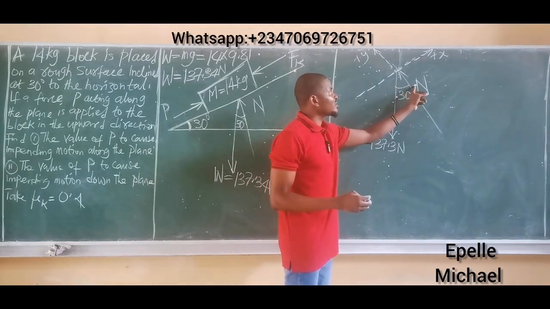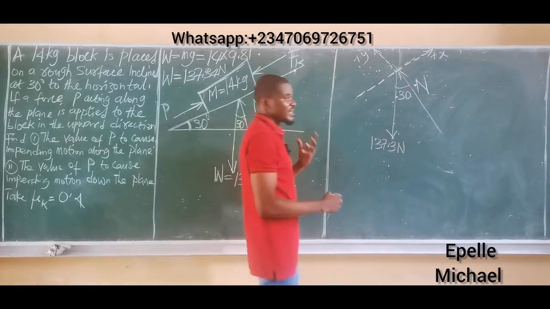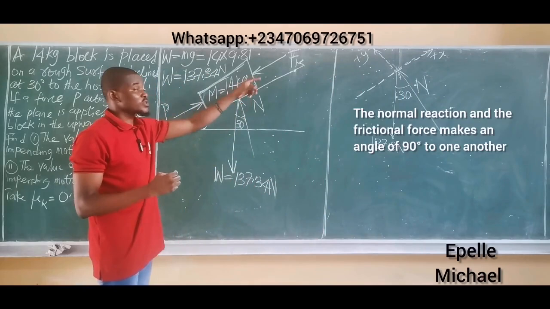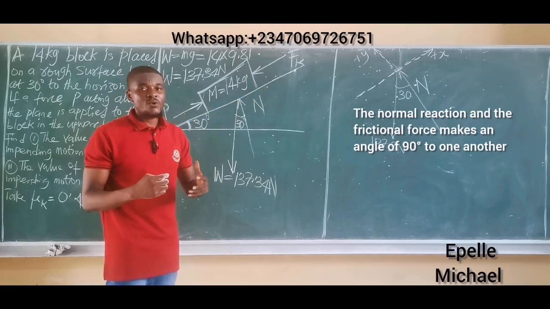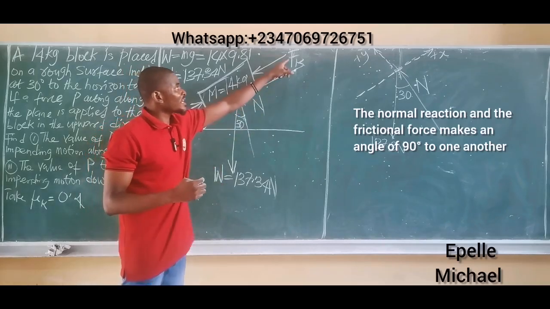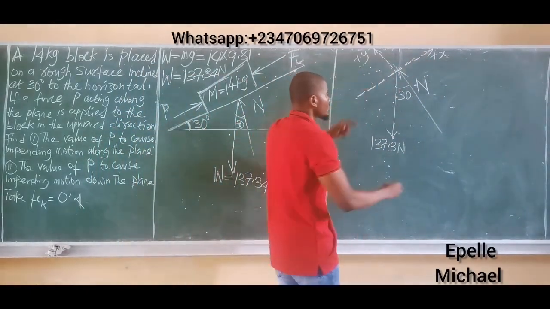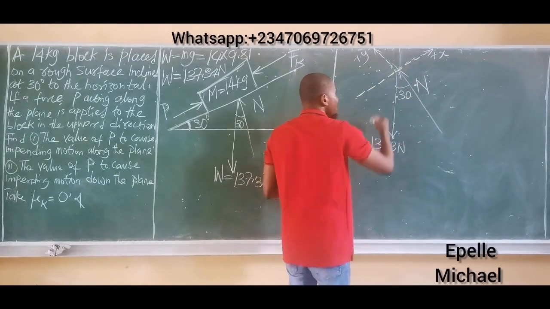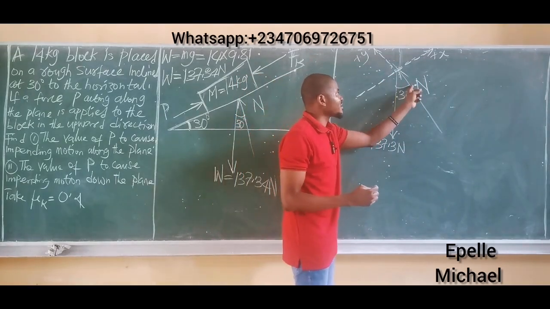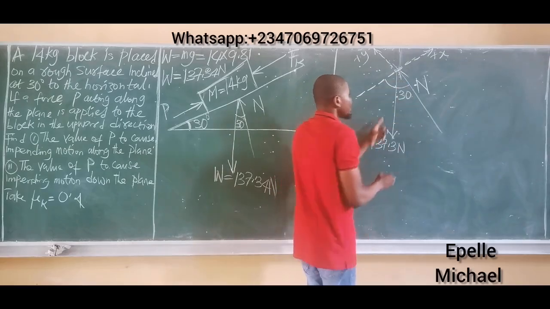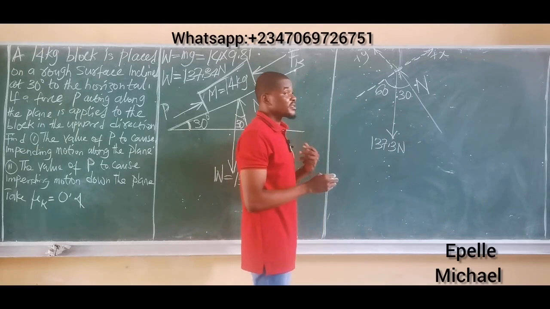Now, if here is 30 degrees, remember that this and this make an angle of 90 degrees. I said in my previous videos that the normal reaction and the frictional force make an angle of 90 degrees to one another. So you can see the direction of the frictional force. This is the normal reaction, this is the frictional force, and they make an angle of 90 degrees to one another. So if here is 30 degrees, automatically here becomes 90 minus 30, which makes this angle 60 degrees.